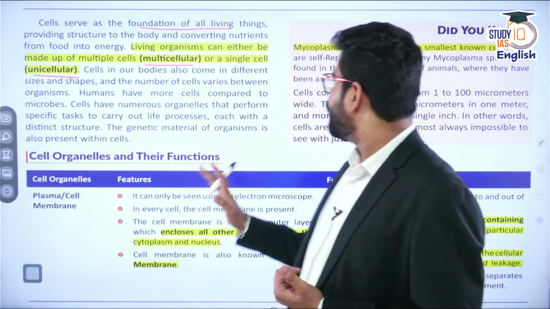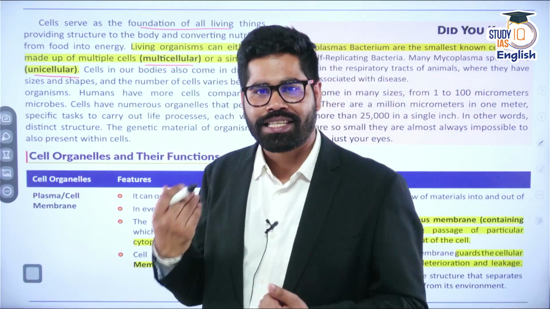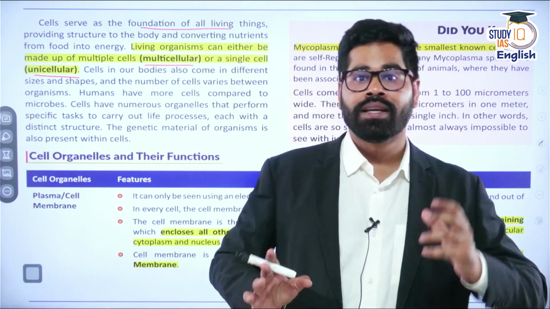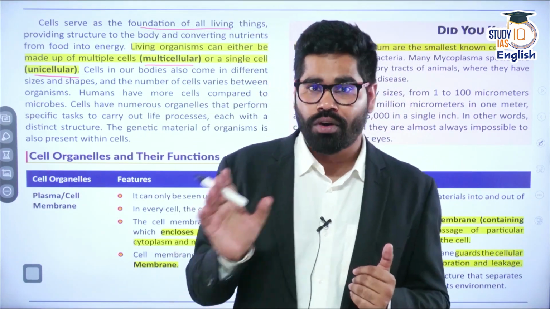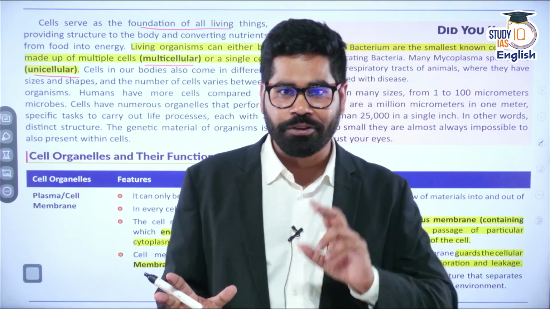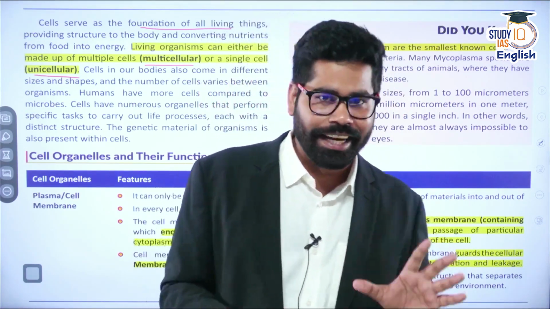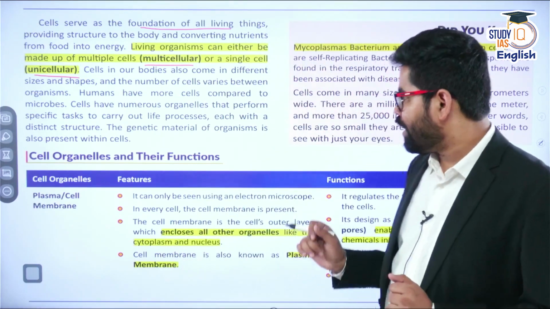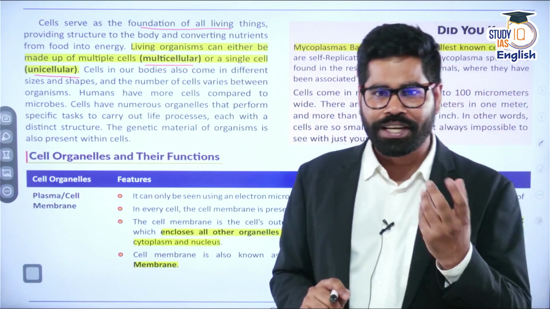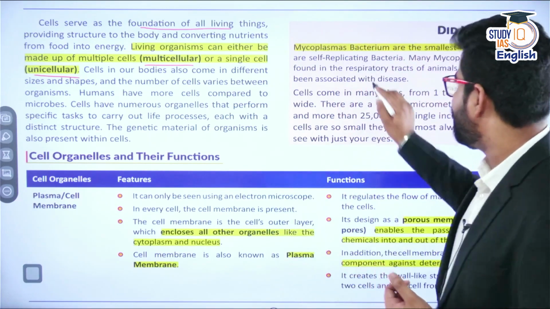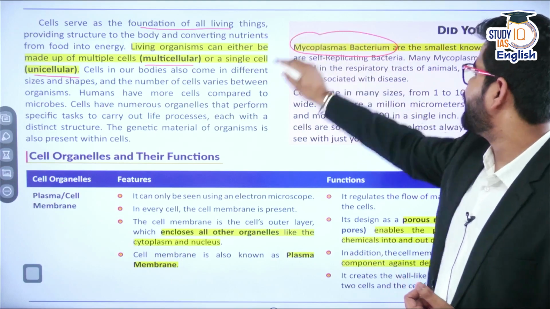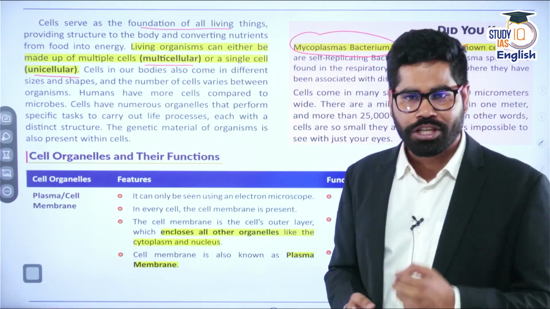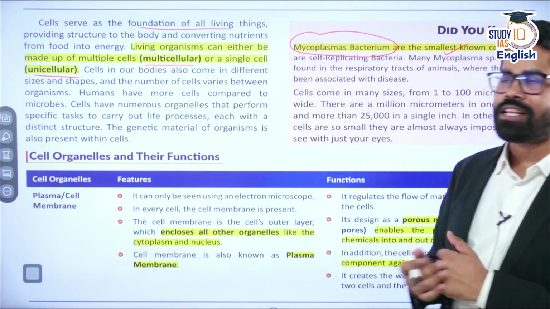Now, in this chapter, we are going to discuss the cell organelles. UPSC has been asking questions about the role of different organelles, or sometimes even the difference between plant cell and animal cell. So we are going to study all of it. Before going into organelles, one important piece of information: the Mycoplasma bacteria are known as the smallest known cell.